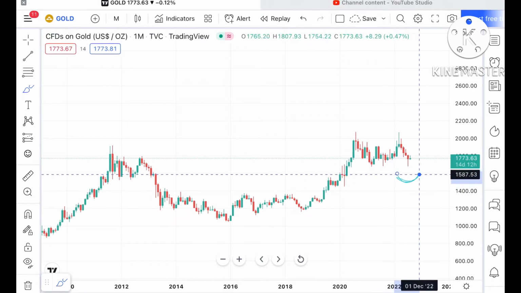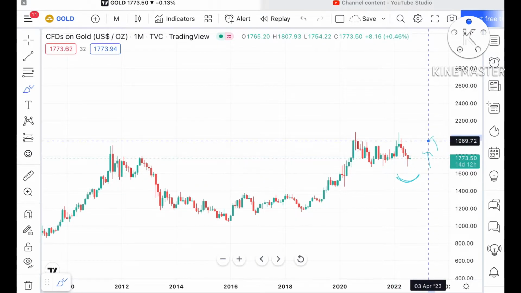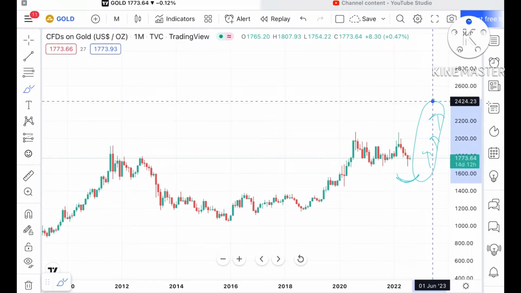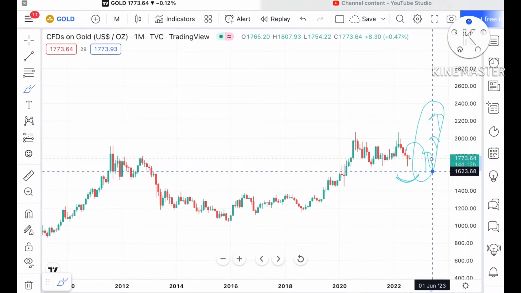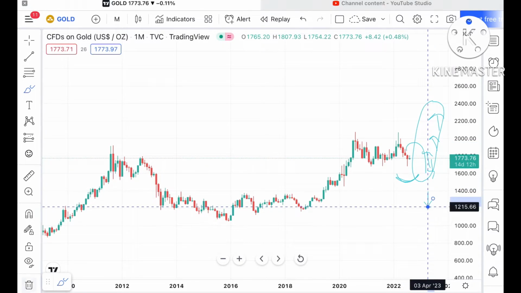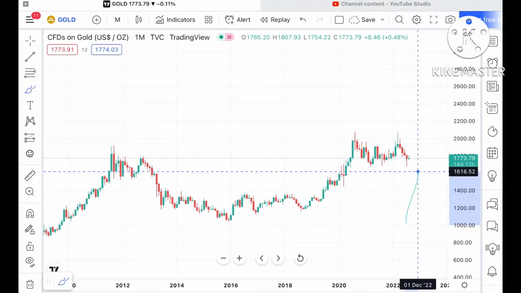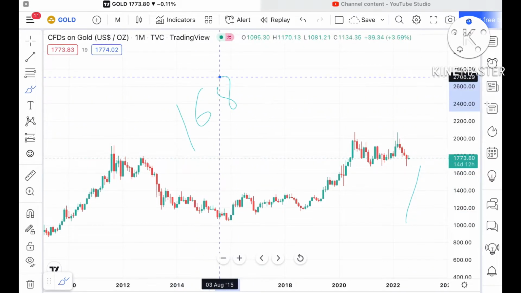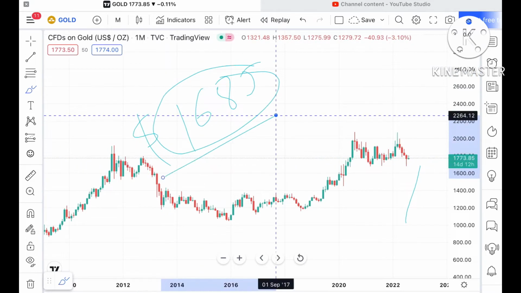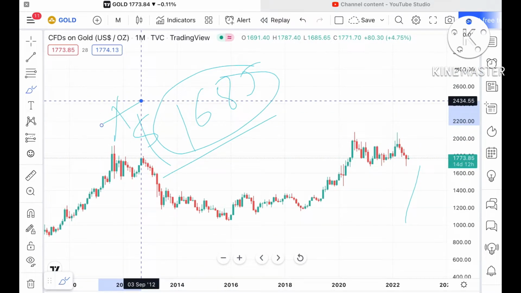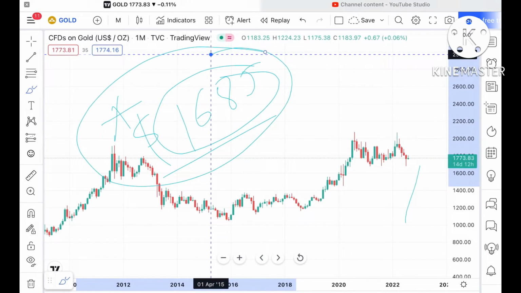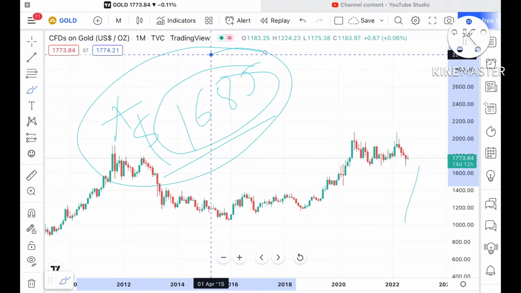If this level sustains, we can see it can go further upside and make a further high. But if this particular level doesn't sustain, we can see it can go further down. For the rest of the months in 2022, if this particular level sustains, which is already being made at around $1685, keep in mind that this is the important point, that 1685 is support.